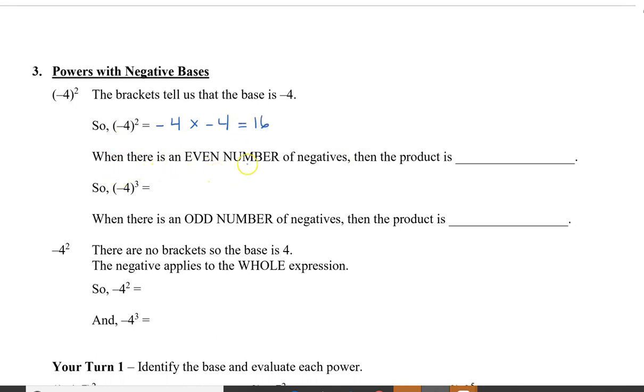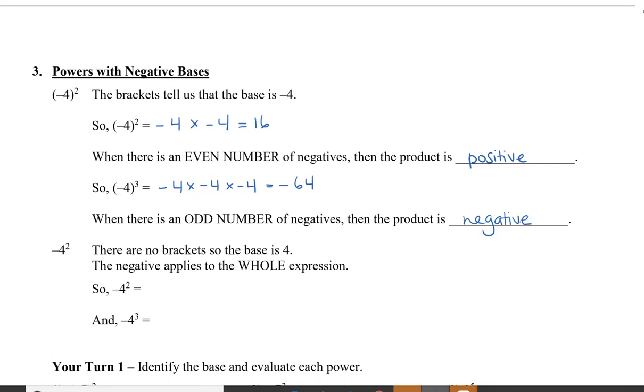So we can see that when there is an even number of negatives, or when the exponent is an even number, then the product is going to be positive. And remember that product means the answer to multiplication. Now, if we have negative 4, but this time it's raised to a power of 3, we're going to have negative 4 times negative 4 times negative 4. And that equals negative 64. So we can see that there's an odd number of negatives this time. Because there's an odd exponent, then we know that the product is going to be negative.